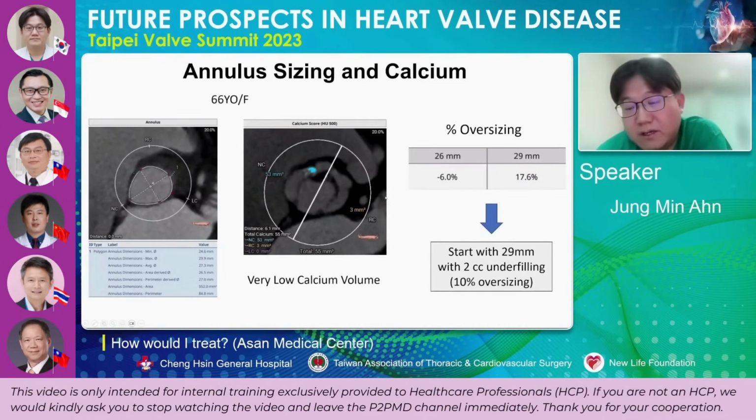I would like to consider two things: annular size, annular area, and calcification volume. Based on the annulus sizing, 29 is 18% oversizing. So 26 is minus 6% undersizing. So I'd like to select 29.